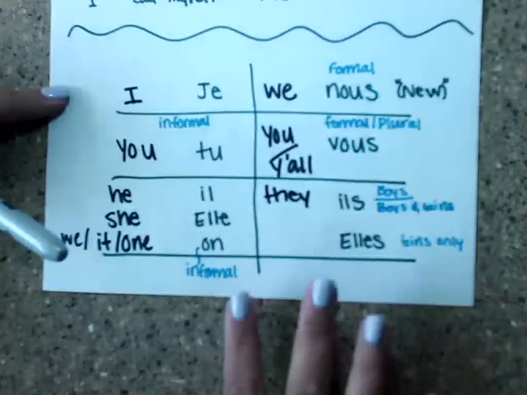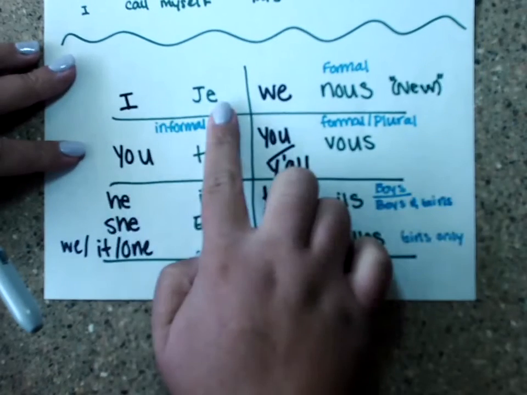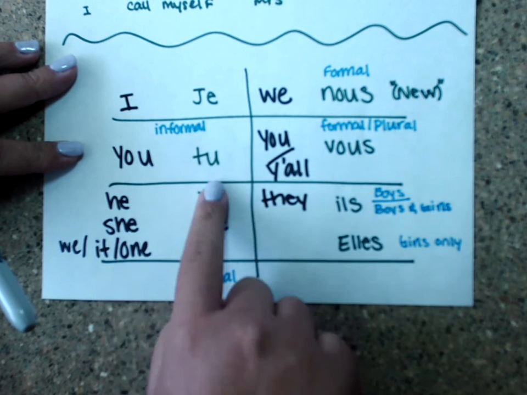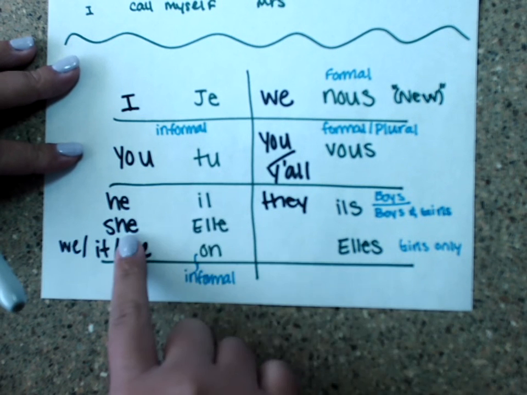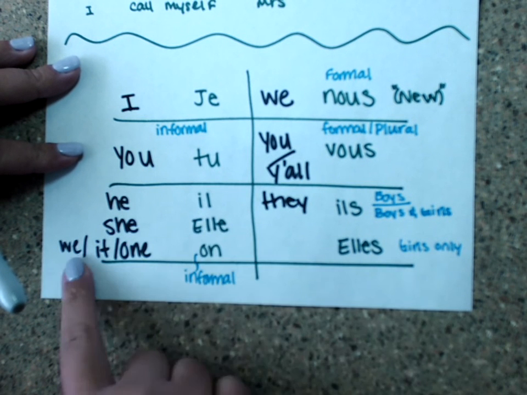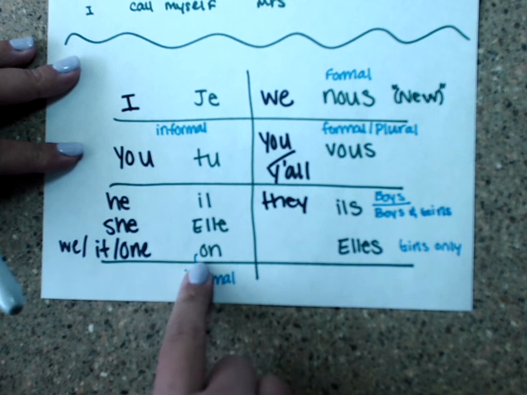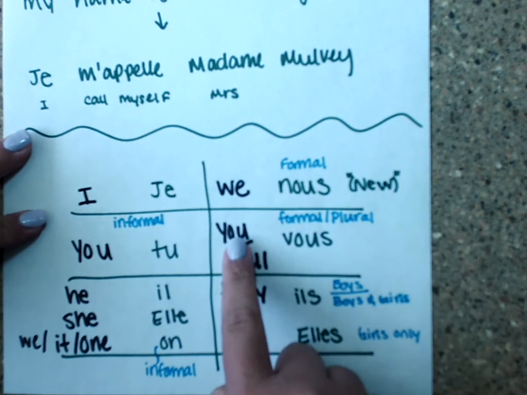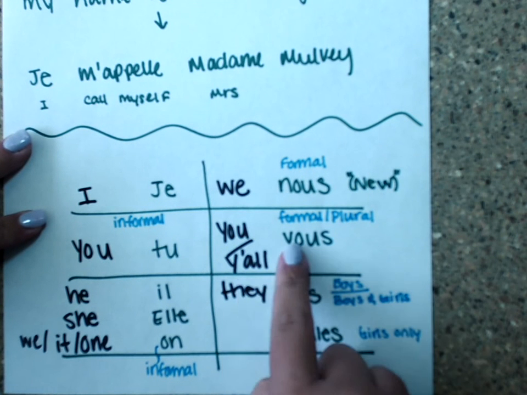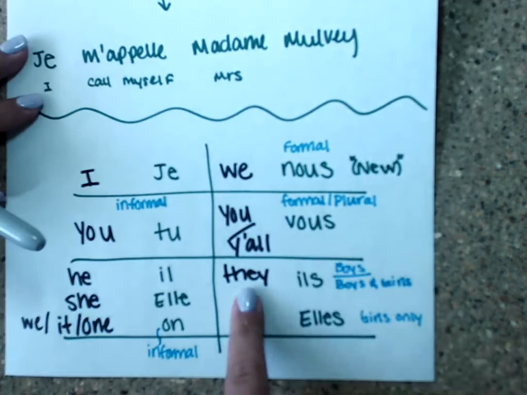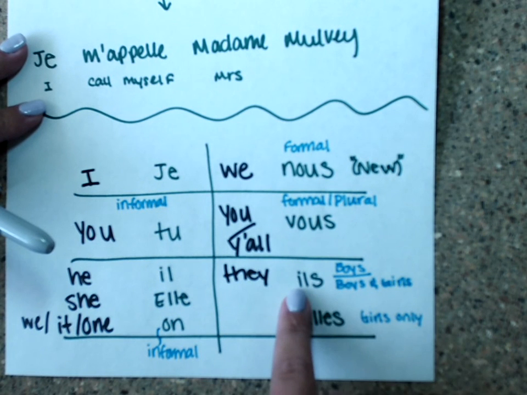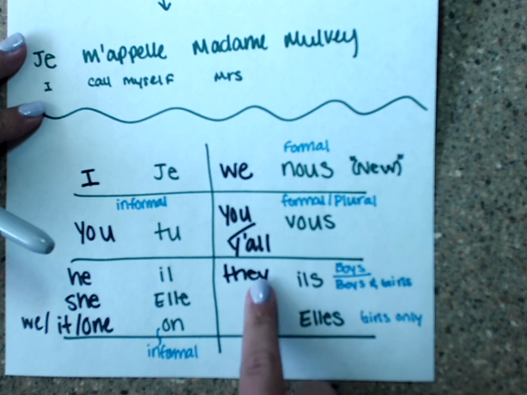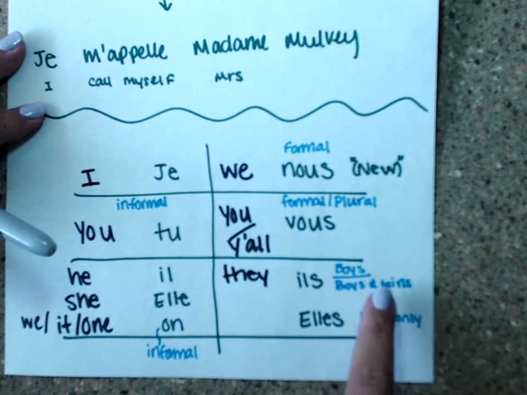And then the last thing that we learned was subject pronouns. I is je, tu is you, and that, remember, that's informal. He is il. She is elle. We, it, or one is on, like on, on. We formal is nous. You formal or y'all plural is vous. They for boys only or boys and girls is il. And elle is for girls only. So il and elle, these ones mean the same thing. They both mean they. It's just for different genders.